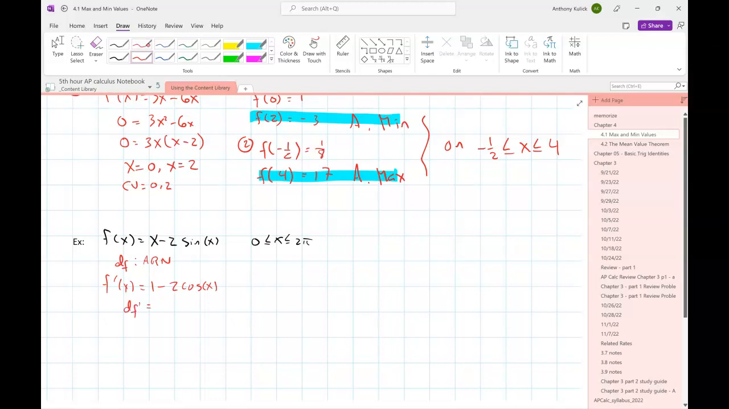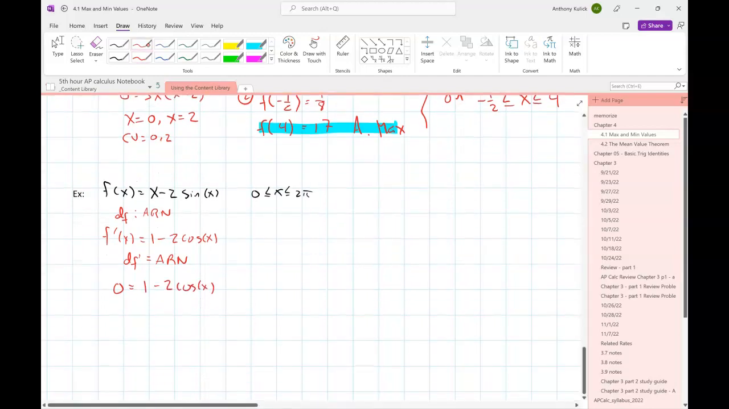Again, 1 is a constant function, so its domain is all real numbers. And then cosine, again from trigonometry, remember its domain is all real numbers, so the difference of two functions whose domain is all real numbers should still be all real numbers. So now I care about this. To find the critical values then, I don't have anything where the domain is undefined.